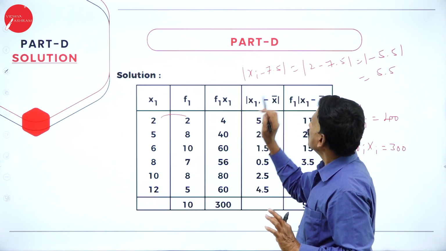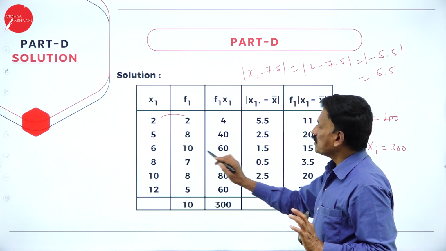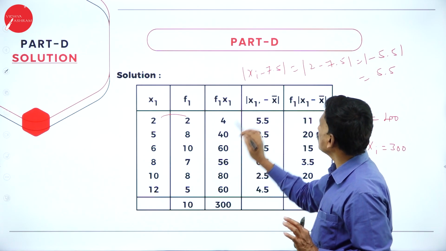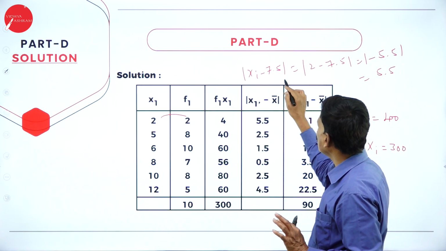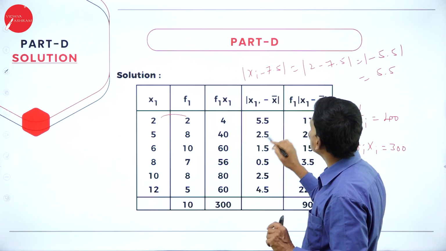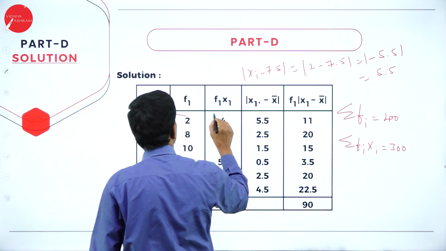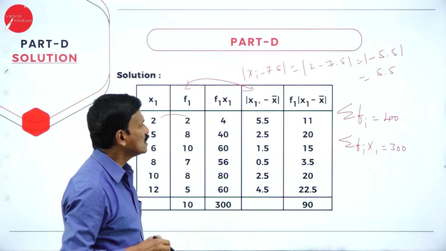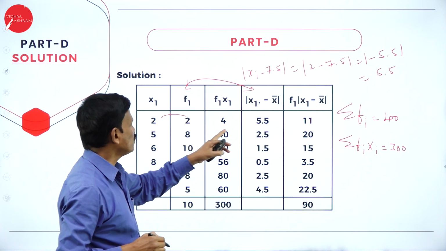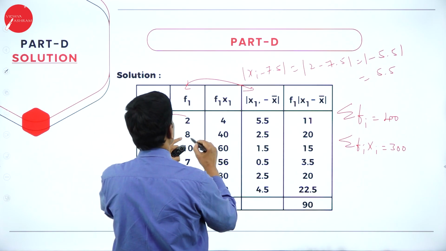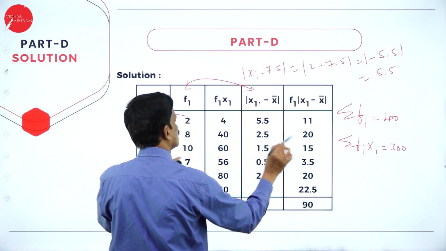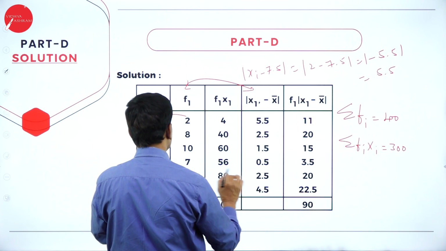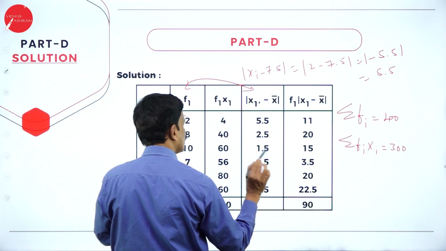Again similarly, 5 minus 7.5 is 2.5, 6 minus 7.5 is 1.5, 8 minus 7.5 is 0.5, 10 minus 7.5 is 2.5, 12 minus 7.5 is 4.5. Now multiply these with Fi. If you multiply Fi into the mod of xi minus x bar, what will you get? 2 into 5.5 is 11, 2.5 into 8 is 20, 1.5 into 10 is 15. Then 0.5 into 7 is 3.5, 2.5 into 8 is 20, 4.5 into 5 is 22.5.